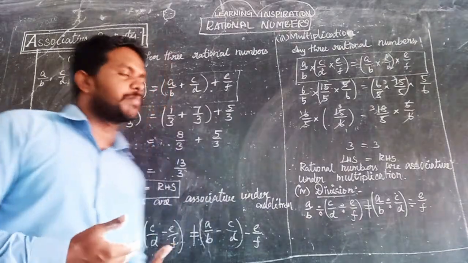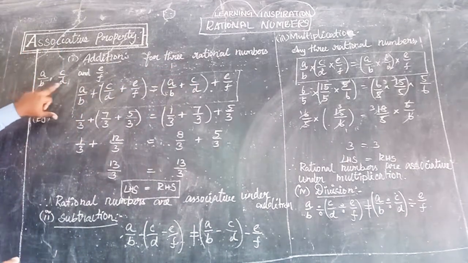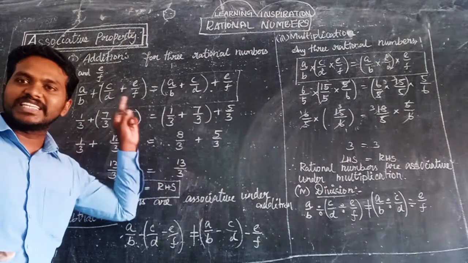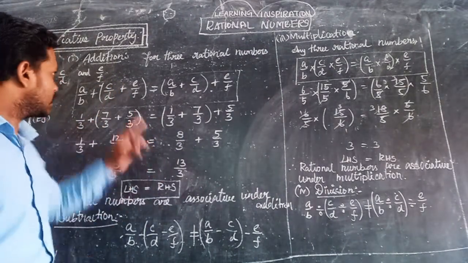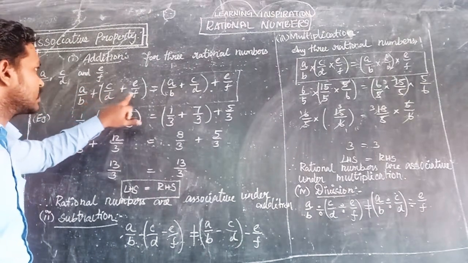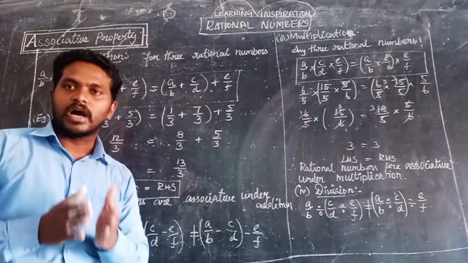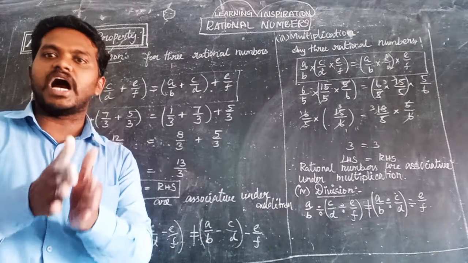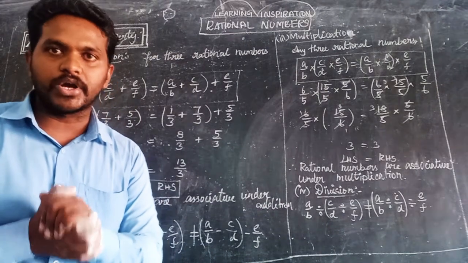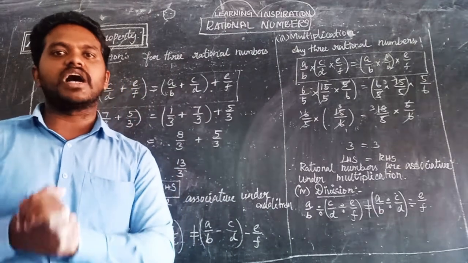So next one, associative property, so addition. First one, for three rational numbers. So a by b, c by d, e by f. I am taking here three rational numbers. That three rational numbers are rational. So the three numbers are rational, and we are adding here. So a by b plus of c by d plus of e by f is equal to a by b plus c by d of plus of e by f. Actually we are changing the order of the numbers. The same one, only commutative property. Commutative property means we can change the order of the terms in two numbers. Here we can change the order of three numbers.